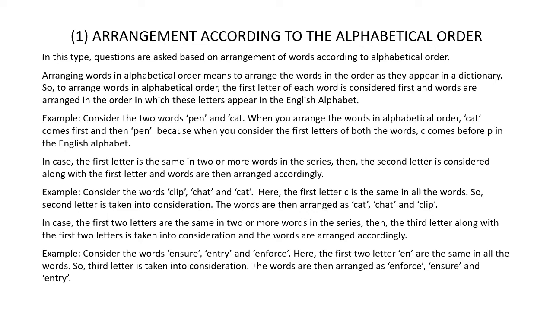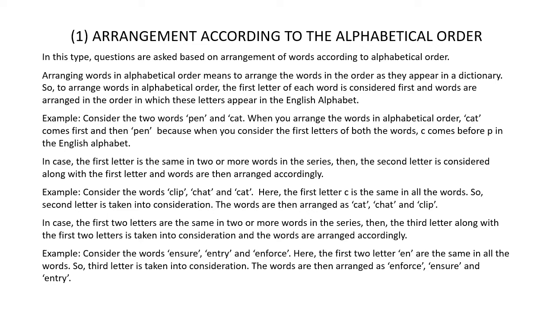Now in case the first 2 letters are the same in 2 or more words in the series, then the third letter along with the first 2 letters is taken into consideration and the words are arranged accordingly. So if the first 2 letters are the same in 2 or more words, then the third letter is taken into consideration. For example, consider the words ensure, entry and enforce. Here you will notice that the first 2 letters En are the same in all the three words. So the third letter is taken into consideration.